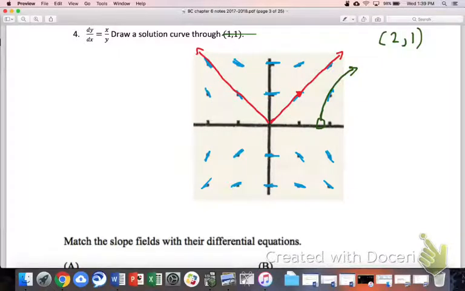Like, why would I pick? Because the initial condition is up there, right? So since the initial condition is right there, I'm going to pick the upper half as opposed to the lower half.